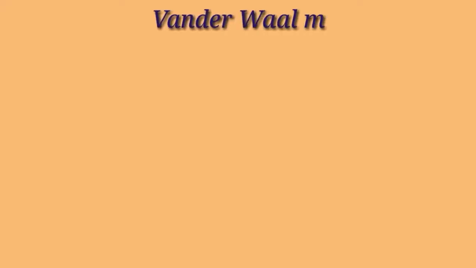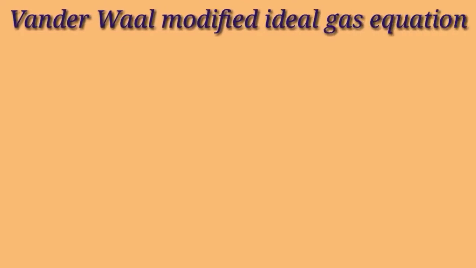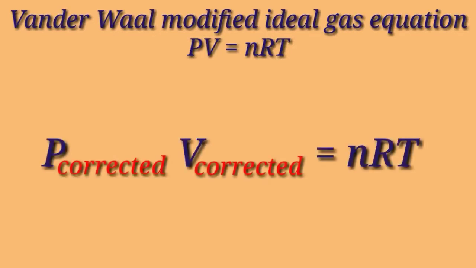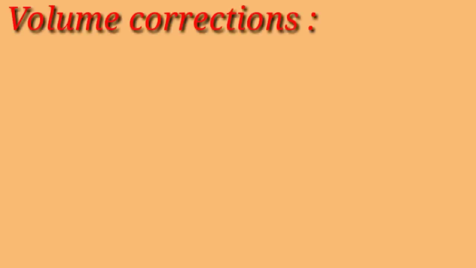Van der Waals modified the ideal gas equation PV equals nRT by replacing the volume and pressure with corrected volume and corrected pressure. First, we shall see the correction for volume.